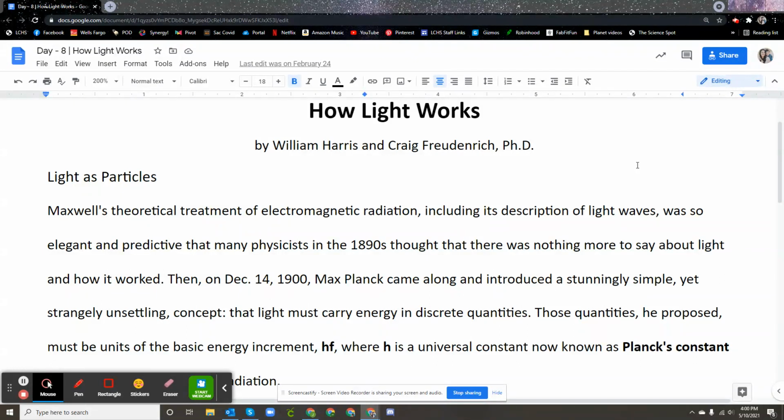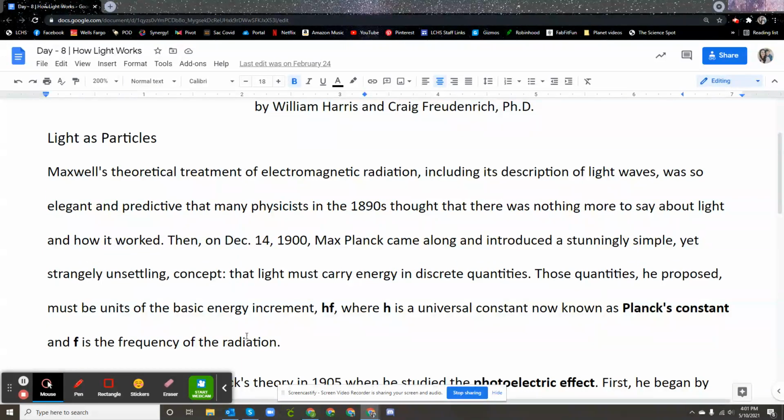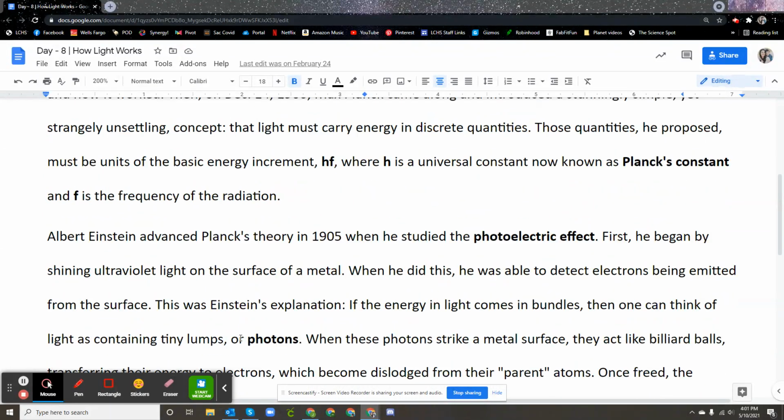Then on December 14, 1900, Max Planck came along and introduced a stunningly simple yet strangely unsettling concept that light must carry energy in discrete quantities. Those quantities, he proposed, must be units of basic energy increments, hf, where h is the universal constant known as Planck's constant, and f is the frequency of the radiation.